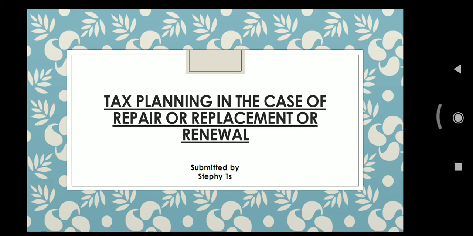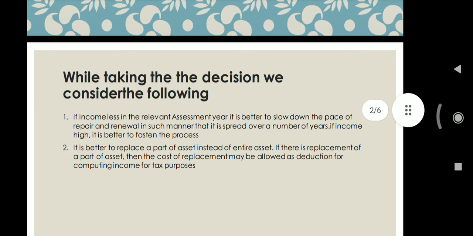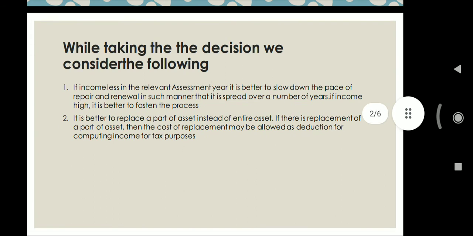Hi everyone. Today we are going to discuss tax planning in the case of repair or replacement or renewal. While taking the decision, we have to consider the following cases. If income is less in the relevant assessment year, it is better to slow down the pace of repair and renewal in such a manner that it is spread over a number of years. If income is high, it is better to speed up the process.